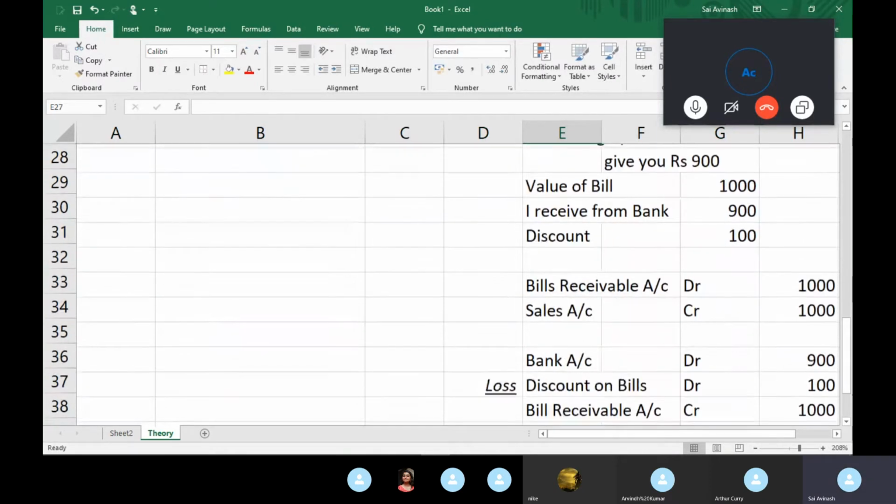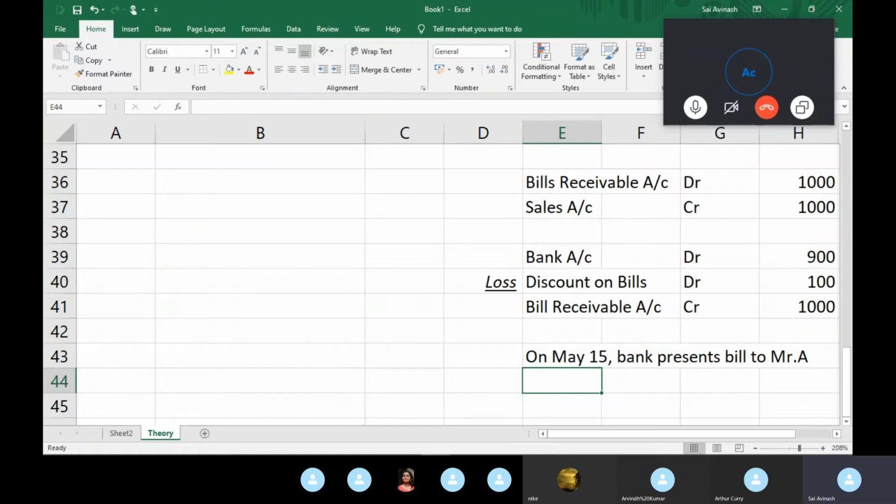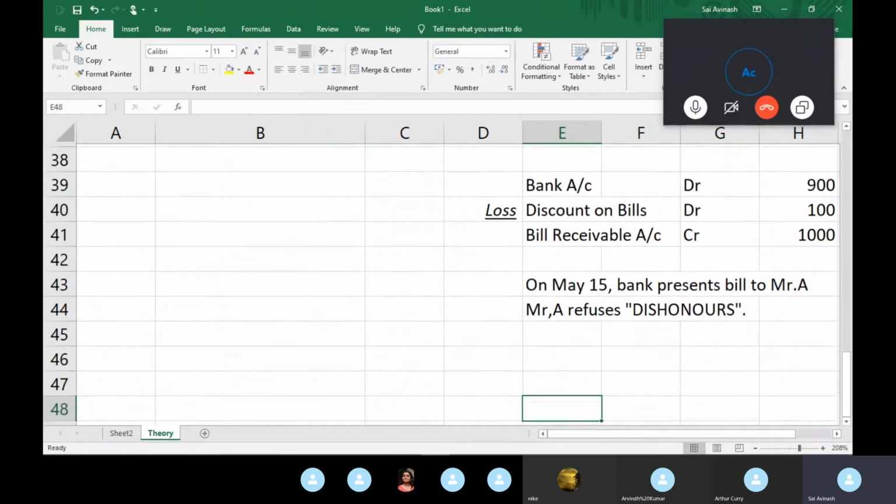Right. So on 15th May, the bank presents the bill to Mr. A. You wouldn't know about this because the moment the bank takes the bill from you, you are out of the transaction. But Mr. A refuses. The technical term is that he dishonors the bill, right? So basically, you have a commitment, but you're dishonoring the commitment. That's the technical term. So what will the bank do?